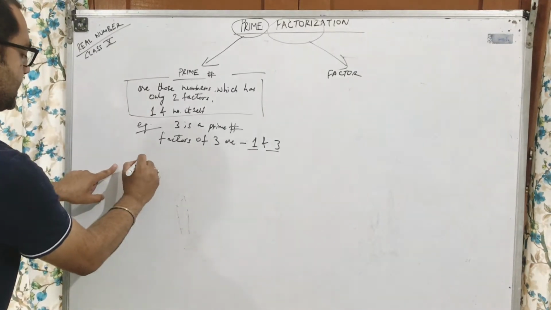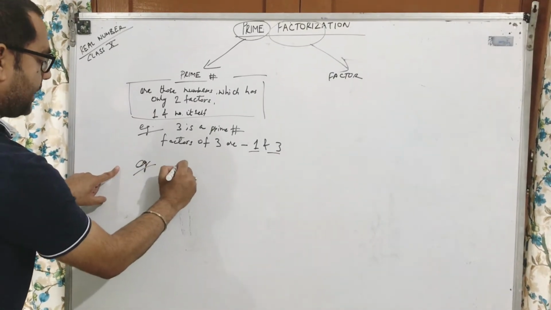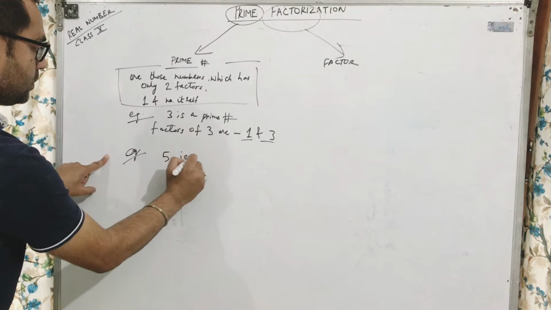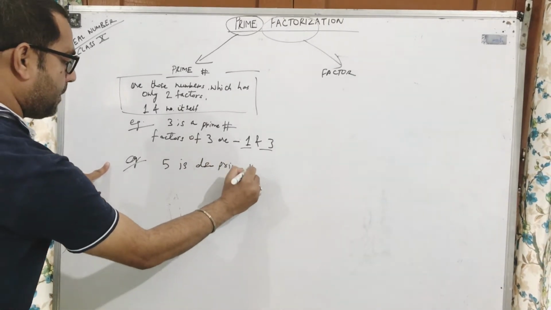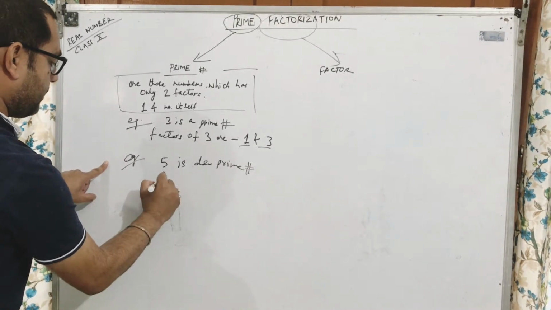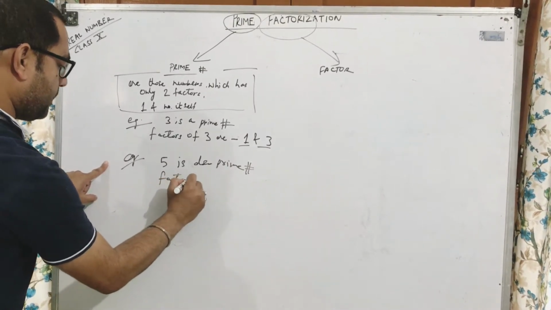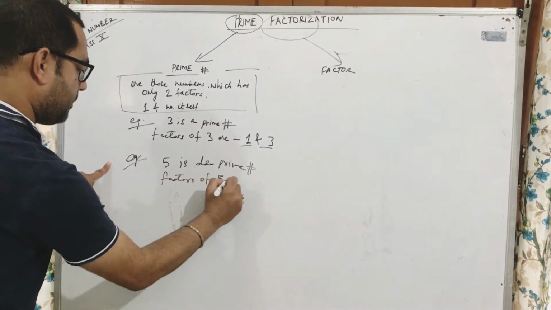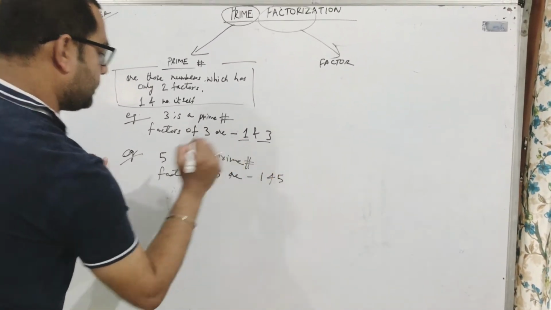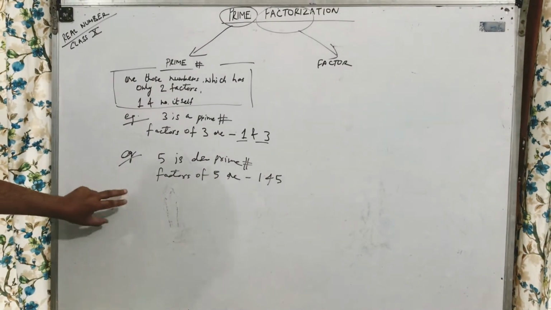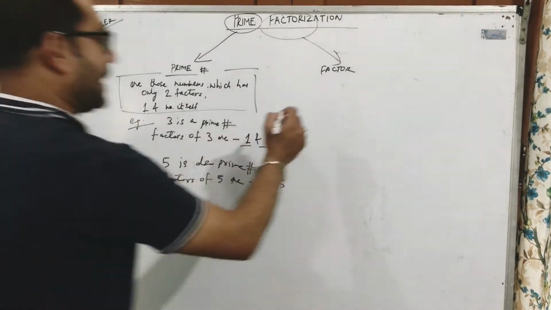Let's take another example. 5 is also a prime number, because the factors of 5 are 1 and 5. Okay. Now what do we mean by factor?